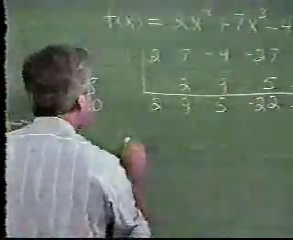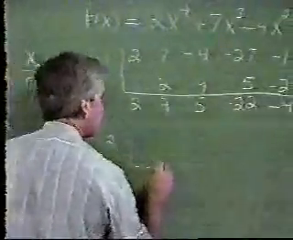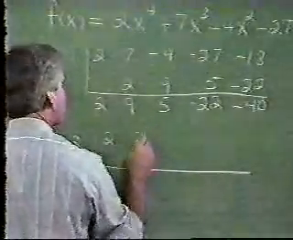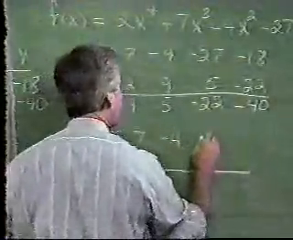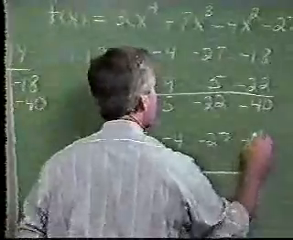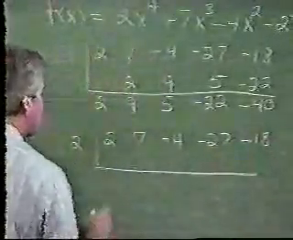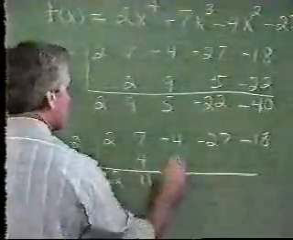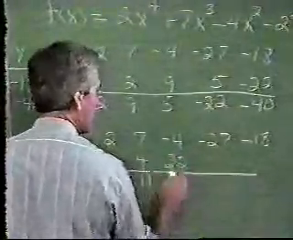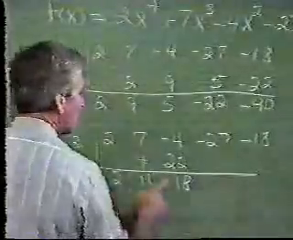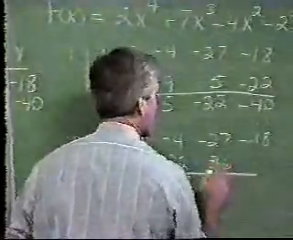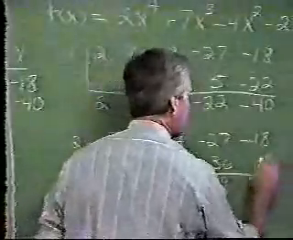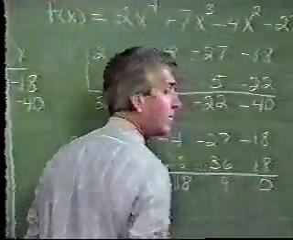Let's try 2. Now again, we're dividing into the same coefficients and constant that we talked about earlier. So I'll just write them down here, copy them down, bring down the 2. 2 times 2, 4. 7 and 4, 11. 2 times 11, 22. 22 minus 4, 18. 2 times 18, 36. 36 minus 27 is 9. 2 times 9, 18. 18 with negative 18 is 0.